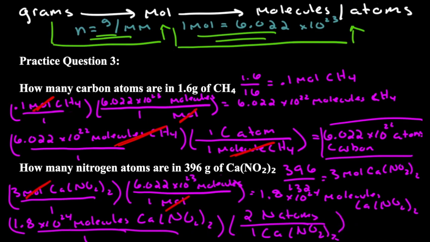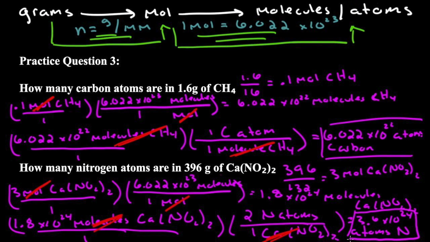And so when we do this, we're going to have that the molecules in here and here will cancel out, and we'll be left with atoms right here. And so what we'll do is this number here times 2 divided by 1. And when we do that, we're going to get 3.6 times 10 to the 24, and that's going to be atoms of N. And so this would be the answer right here. Now let's try example question number 2.